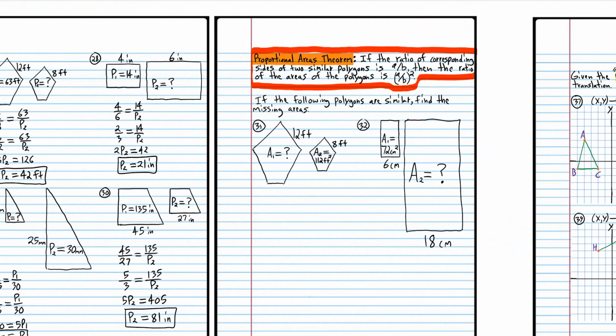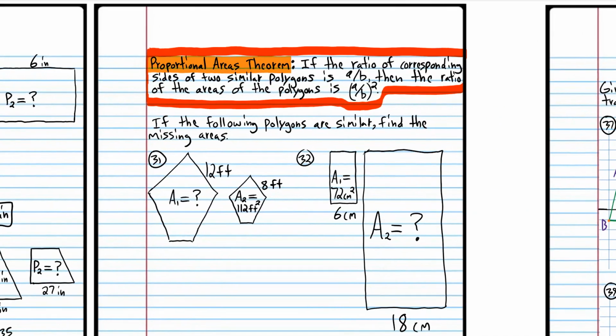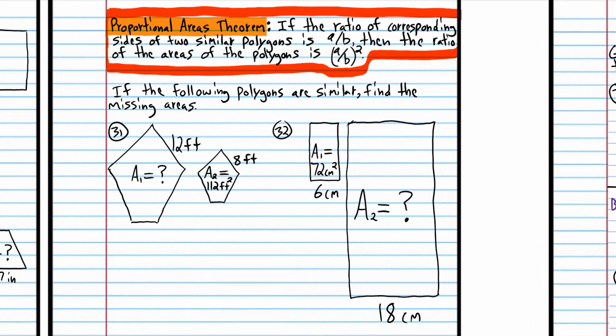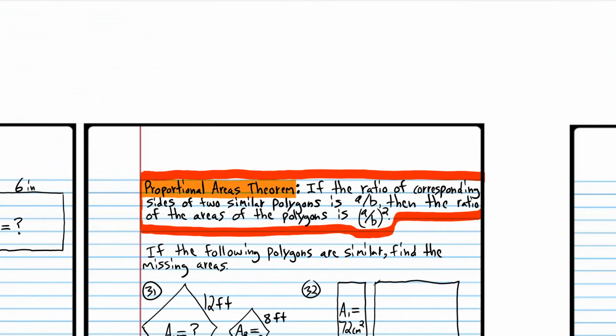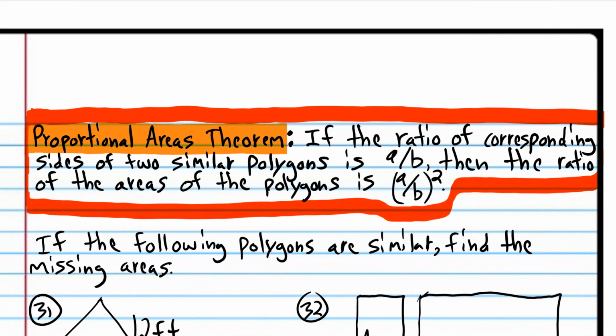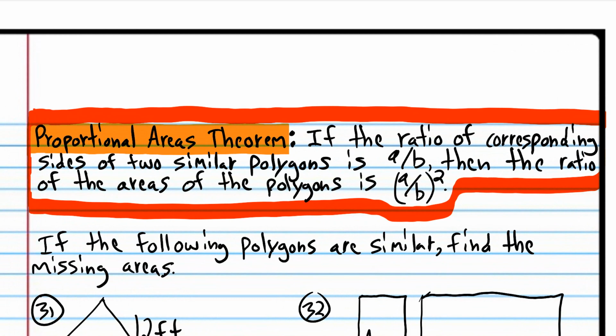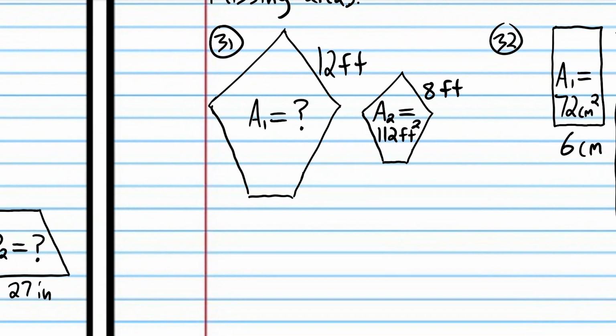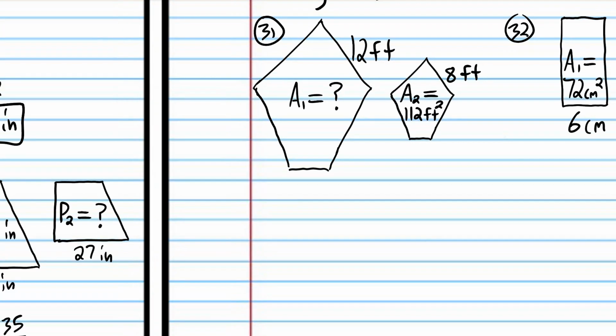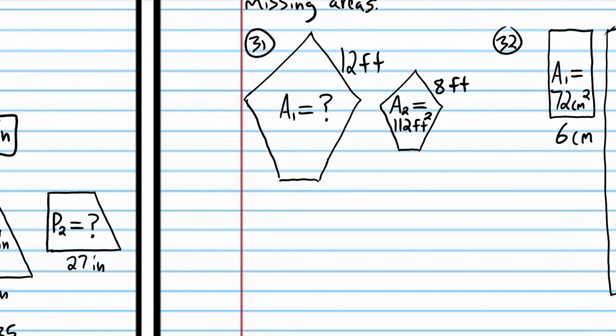All right, so we learned the Proportional Perimeters Theorem. There's also a theorem that tells us about the relationship between areas of similar polygons. So that's this theorem here. So go ahead and take a screenshot of this theorem. And like I said, it's much easier just to do a practice problem than try to explain. We're going to find the ratio of corresponding sides, just like we did before, 12 over 8. And then we're going to set that equal to the ratio of the areas.